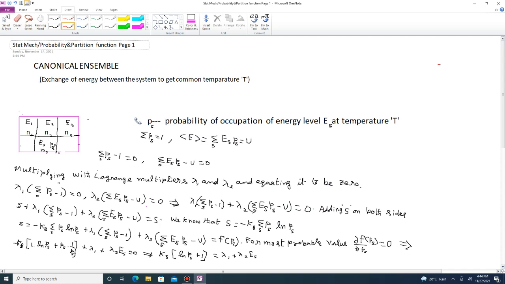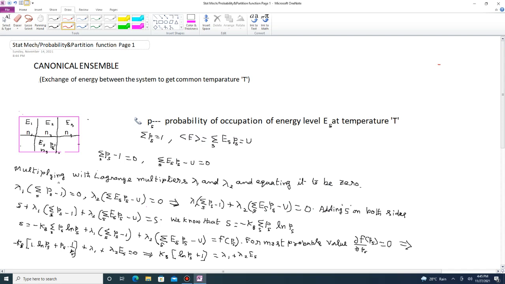Let us consider a particular cell, say cell S, and Ns is the number of particles in the S cell, and Es is the energy corresponding to the particle in the S cell. Let Ps be the probability of occupation of energy level Es at temperature T.